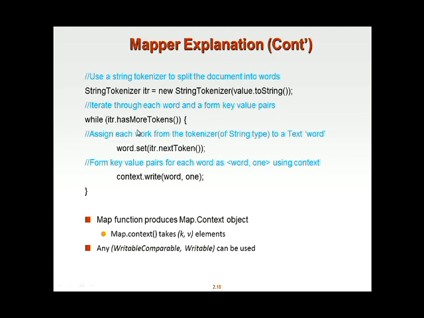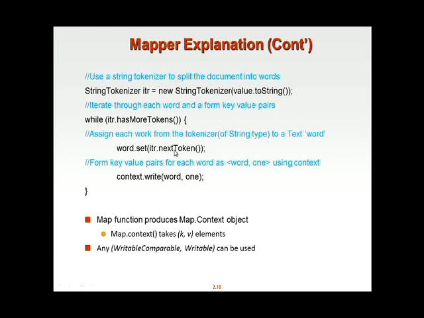Next, we just need to iterate through each word and form a key value pair for each term. For example, if there's a next token, which is the next term, then we set the key as this term, this word object, which is a Text object. And now we can write one key value pair out to the file system. So this is the term itself and one count of this term in this input document. So that is a map function.